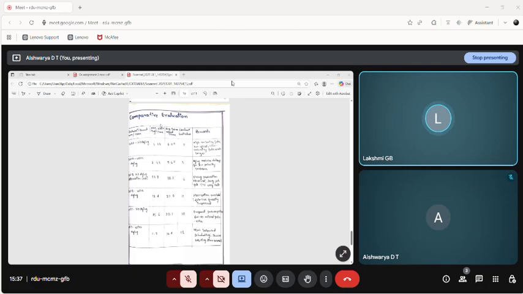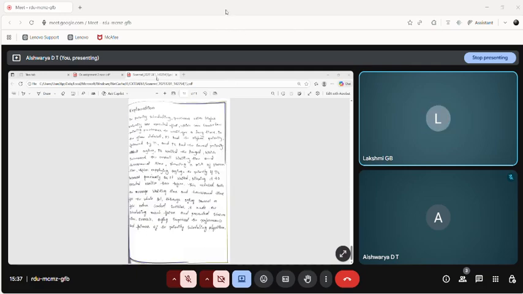Comparative evaluation. Now I am going to explain the comparative evaluation. In priority scheduling, the CPU always selects the process with the highest priority, which means low priority processes may have to wait for a long time.